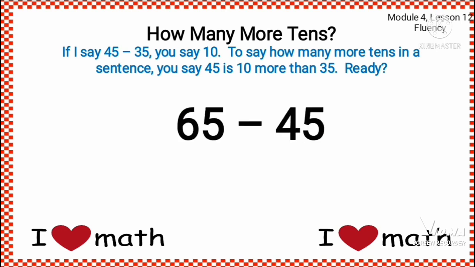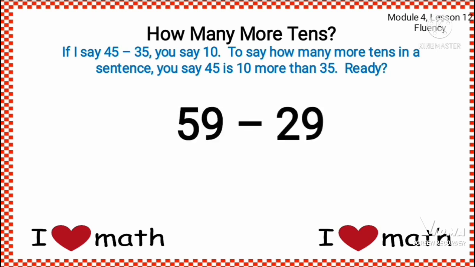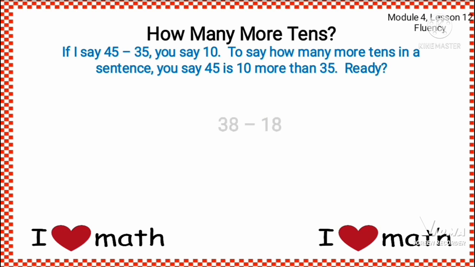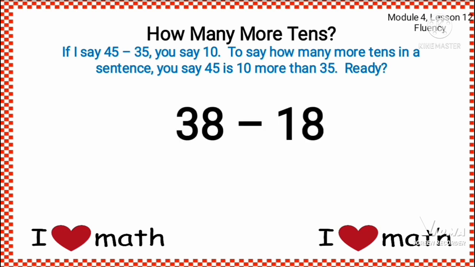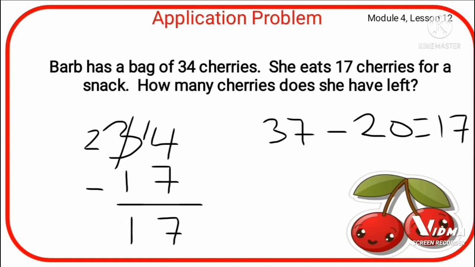65 is 20 more than 45. 85 is 40 more than 45. 74 is 50 more than 24. 59 is 30 more than 29. 38 is 20 more than 18. 99 is 80 more than 19.